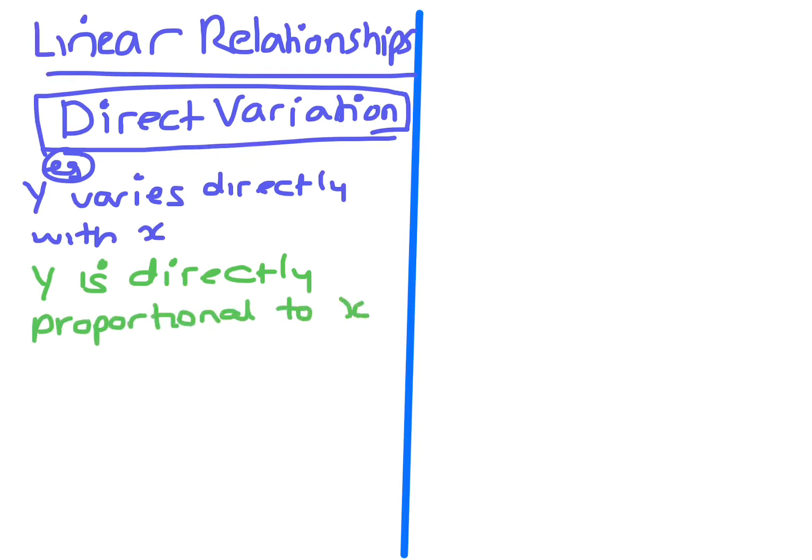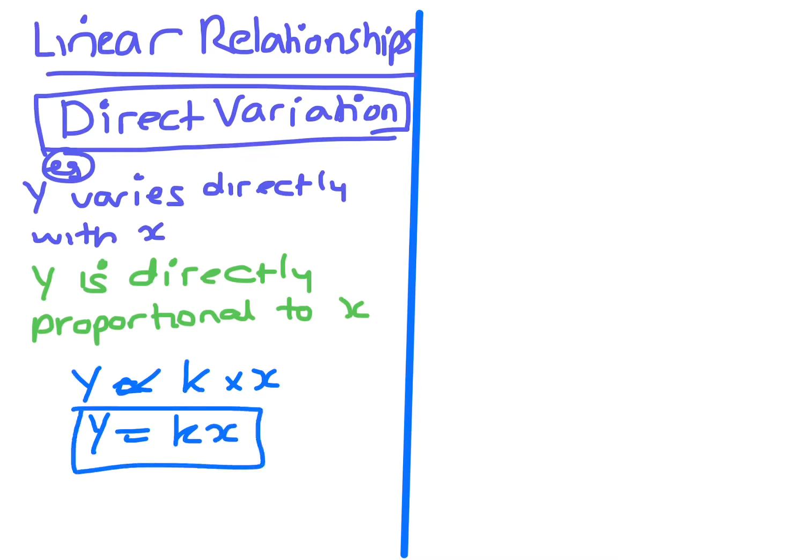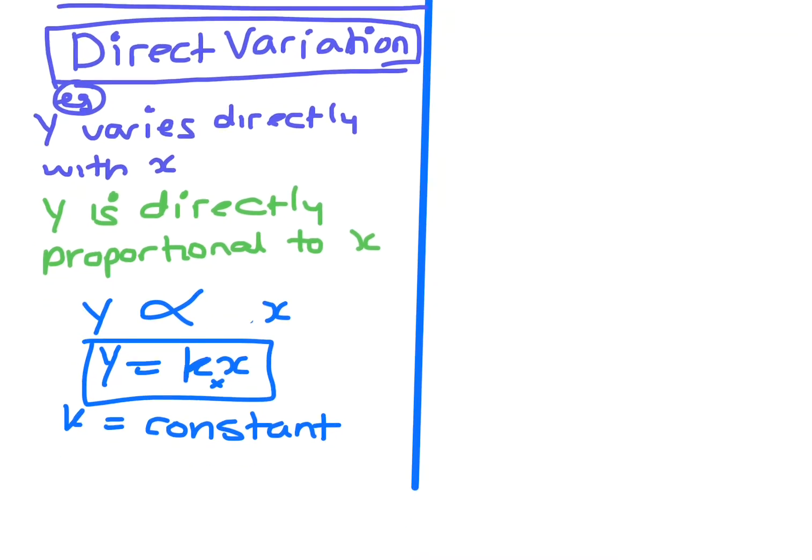So when we get those statements, that means that y will be proportional to a constant times x. So the basic equation to model this would be y equals k times x. K is a constant, so I shouldn't have that there. I should just have the proportional statement. K is a constant, and y will equal the constant times x.